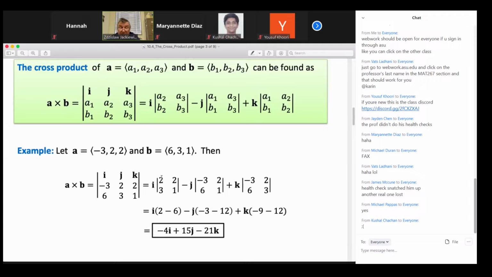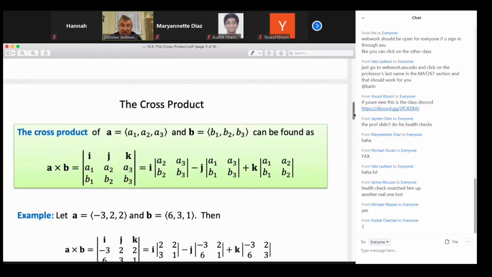And then you continue. So that's I times 2 minus 6, that's the definition of the determinant. Minus J times -3 minus -12, and plus K times -9 minus -12. If you do your algebra, you see that this is -4I plus 15J minus 21K. Okay, so let's stop here. Any questions? So we just have the definition of the cross product.